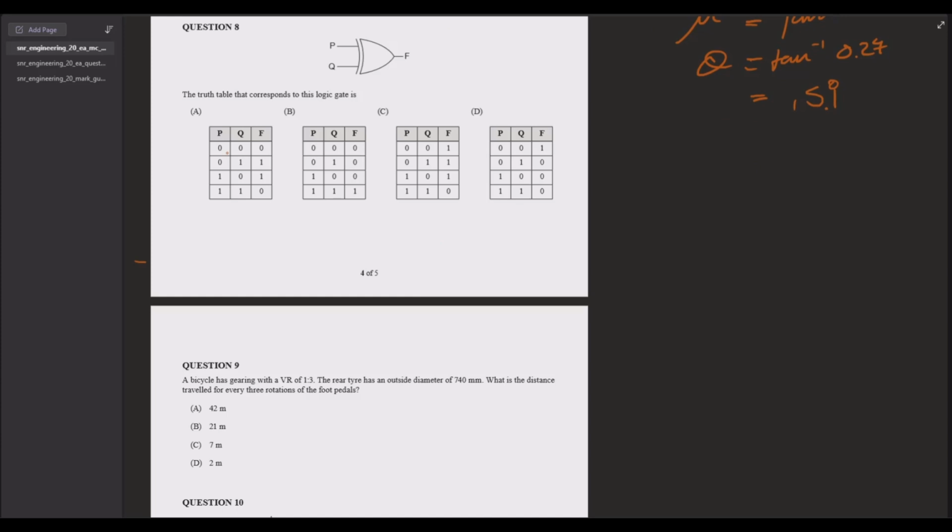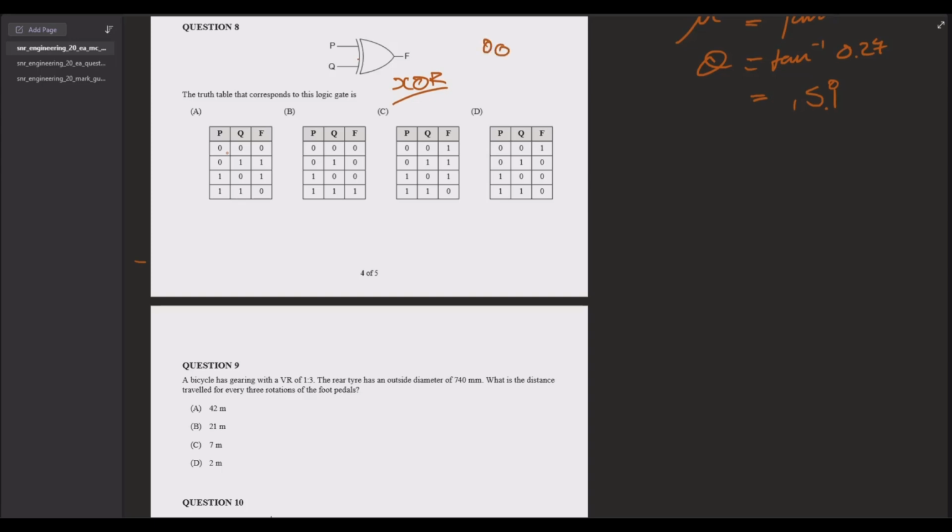So, for knowing your logic gates, you should identify that that line there means it is an XOR, and that curve on that arrow there means it's an OR gate. So, this is really just a general knowledge question.